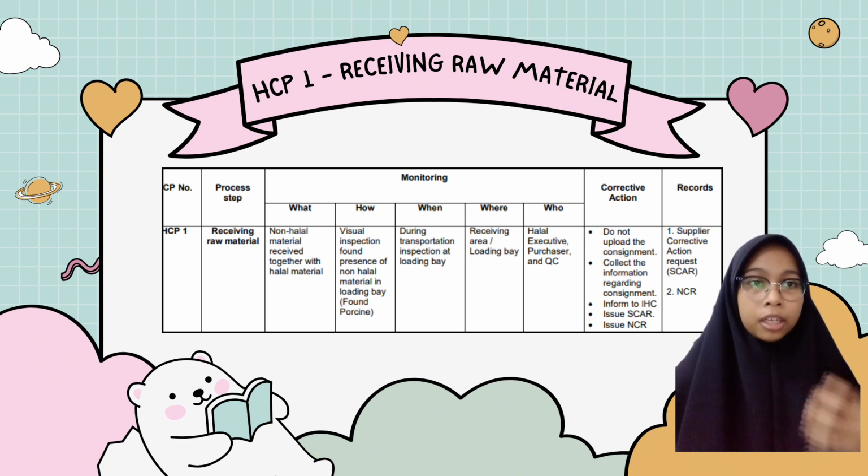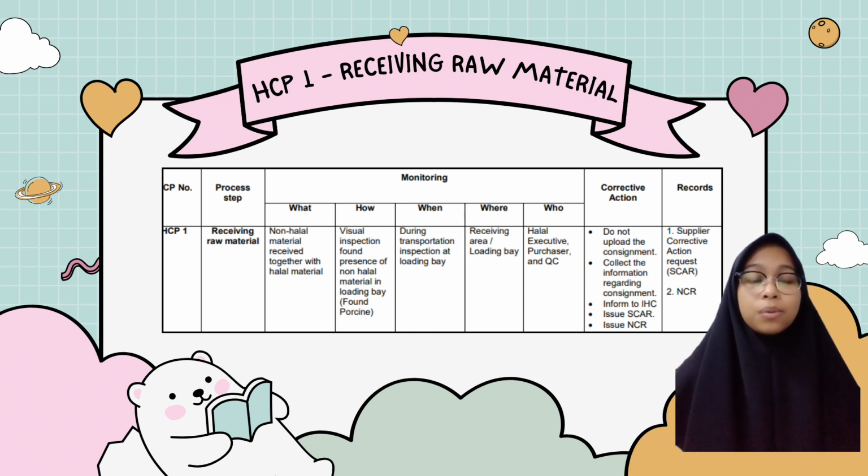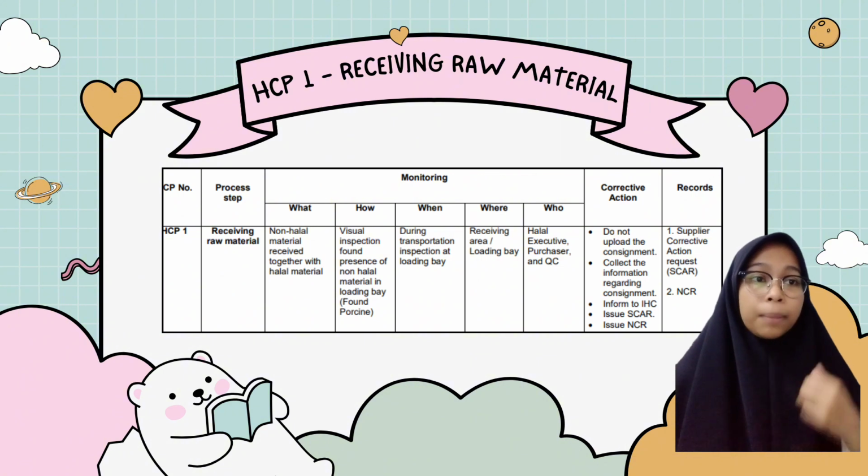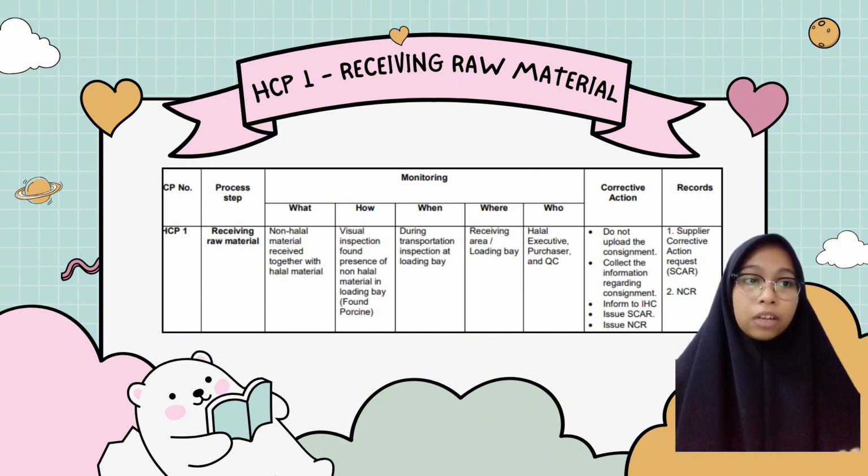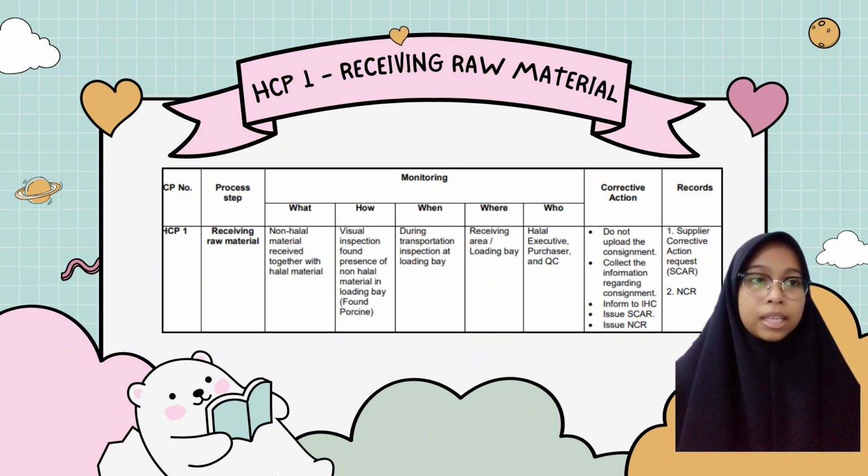Where the process takes place is at the receiving area, or we call it the loading bay, and the responsible persons that monitor the process are the halal executive, purchaser, and also QC. And the corrective action that we make is: do not unload the consignment, collect the information regarding the consignment, inform the IHC, issue SCAR, and also issue the NCR. The records that we take here are the supplier corrective action request, or we call it SCAR, and also NCR, non-conformance reports.